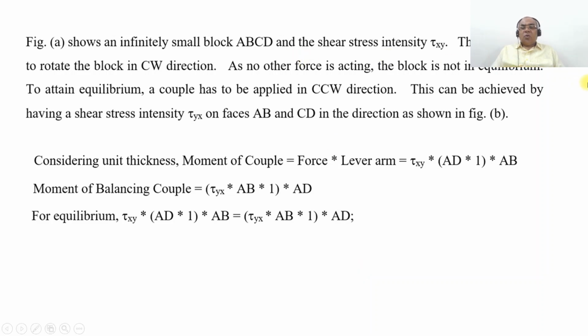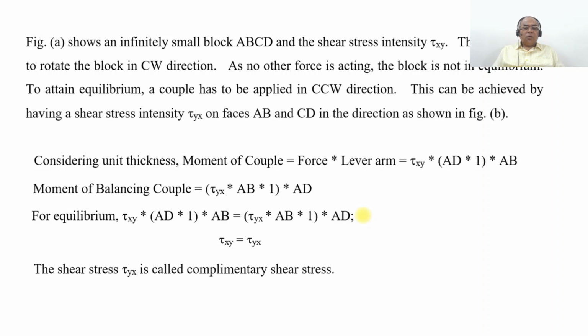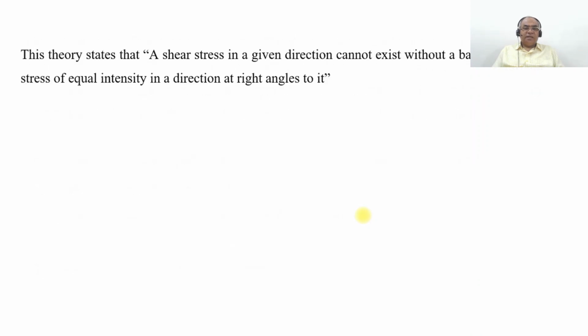So tau xy into AD into 1 into AB will be equal to tau yx into AB into 1 into AD. As we know, AD is on both the left hand side and the right hand side. Therefore, tau xy will be equal to tau yx. Therefore, the shear stress tau yx is called the complementary shear stress.